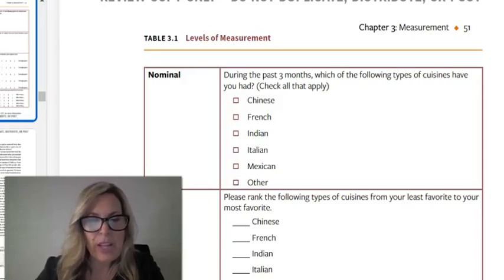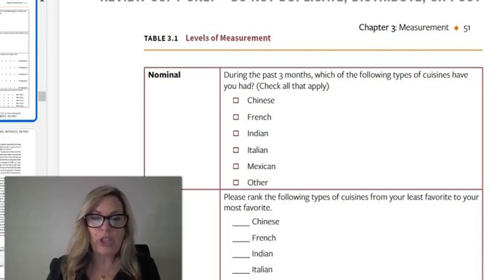A couple of things we want to go over today, and we are looking at levels of measurement. So if you're creating a survey, you're going to want to review this section a little bit better. We're going to get into surveys and how to create a great survey a little bit later in this course.